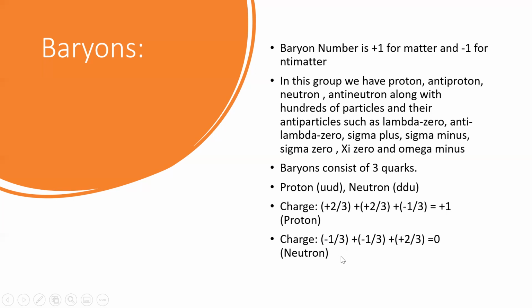Now let's have a look at the neutron. The down quark has -1/3. Again, the down quark has -1/3. The up quark has +2/3. So when you add everything along with their signs, the charge of the neutron comes out to be 0.